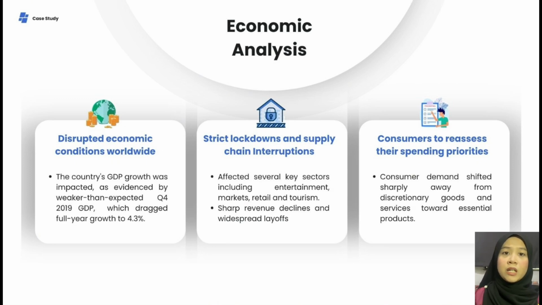Due to strict lockdown, travel restrictions, and supply chain interruption, several key sectors were affected, including entertainment, retail, and tourism. Sectors like tourism, aviation, and retail were particularly hard hit, experiencing sharp revenue decline and widespread layoffs. With the widespread lockdown, job losses, and economic uncertainty, consumers were forced to reassess their spending priorities. As a result, consumer demand shifted away from discretionary goods and services toward essential items.